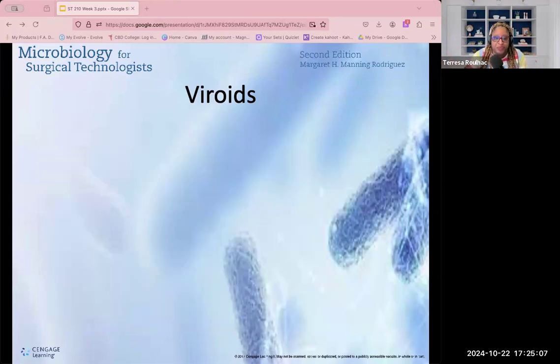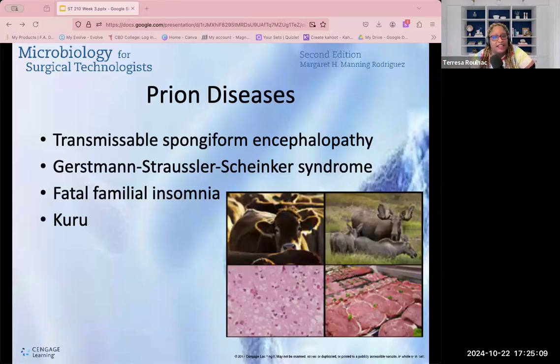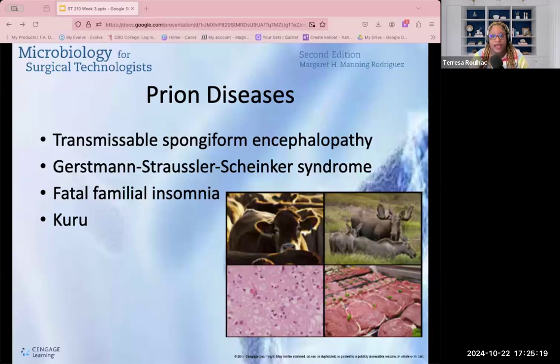Okay. The last part of chapter 8 that we're going to talk about is the prion. Now, these are a group of rare, progressive, neurodegenerative diseases caused by abnormal proteins called prions. They lead to brain damage that creates sponge-like holes in brain tissue, resulting in severe neurological symptoms.